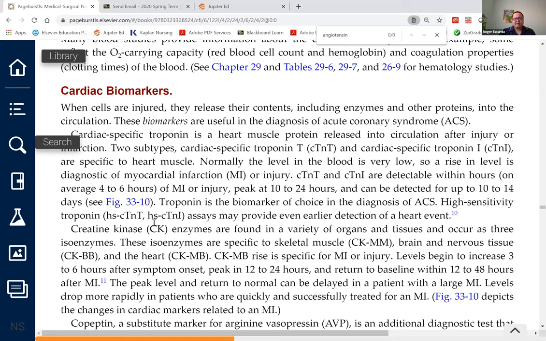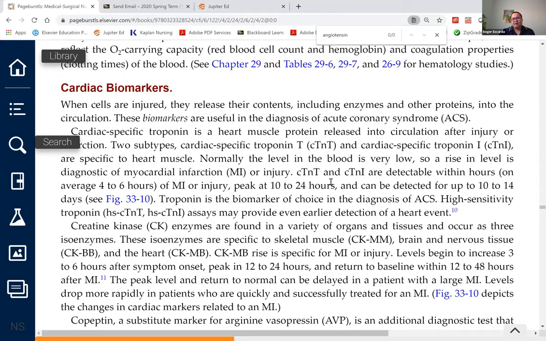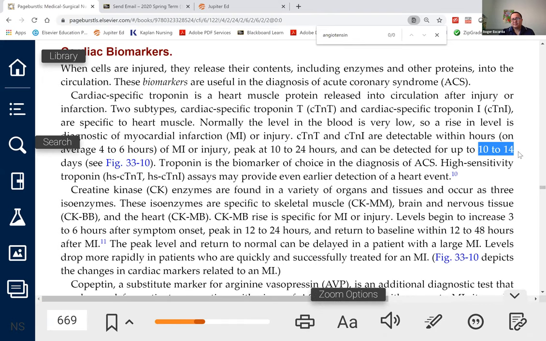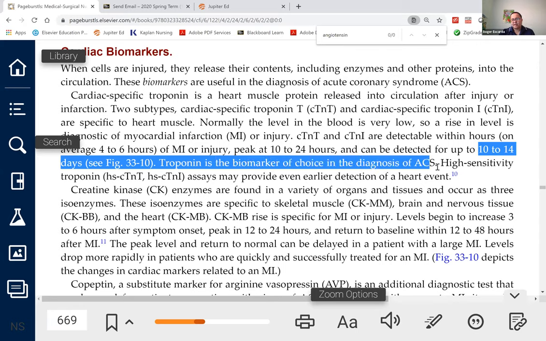Between troponin and CK, particularly CKMB, troponins are more cardiac specific. There are two subtypes. We have troponins T and I. Both are diagnostic of an MI. They are detected early and they also stay longer. They don't peak until 10 to 24 hours, and you can see them up to 2 weeks from an MI. As stated here, this is the biomarker of choice for ACS.